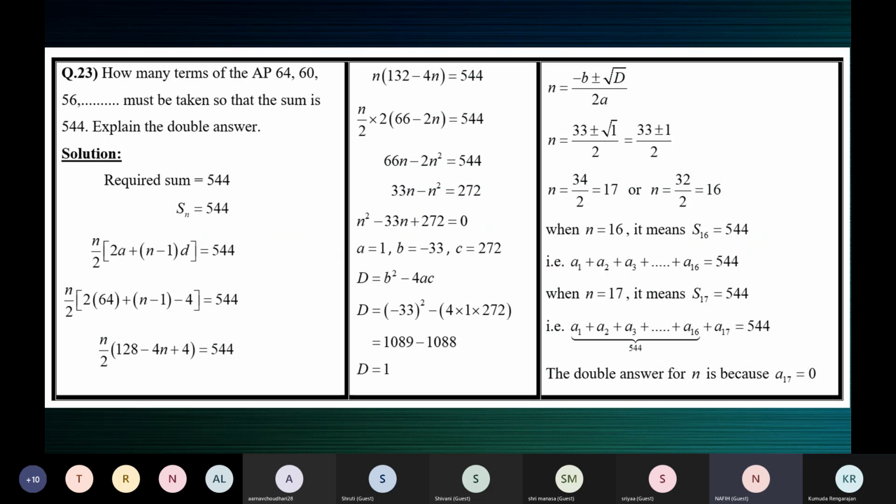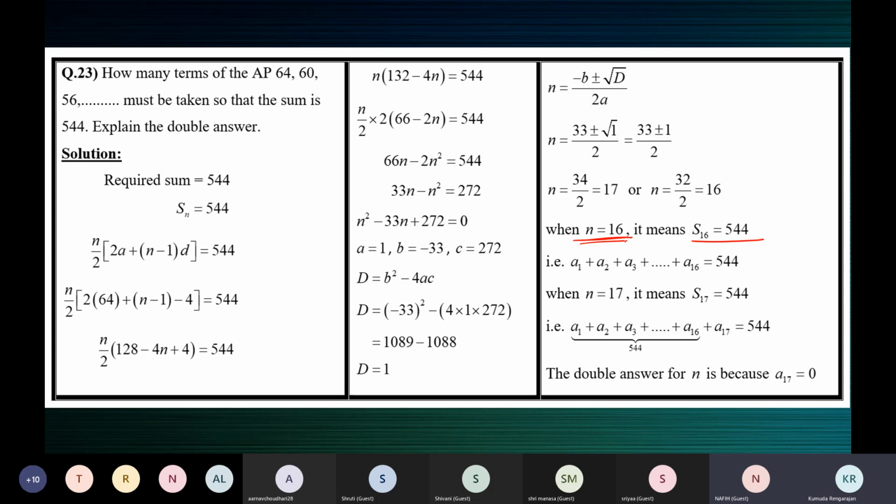But here, how many terms of the AP must be taken so that the sum is 544? So we get n is 17 or n is 16. And you cannot reject any of them. There is no reason to reject 17 or 16. When n is 16, what do we understand by that? When n is 16, it means S16 is 544.